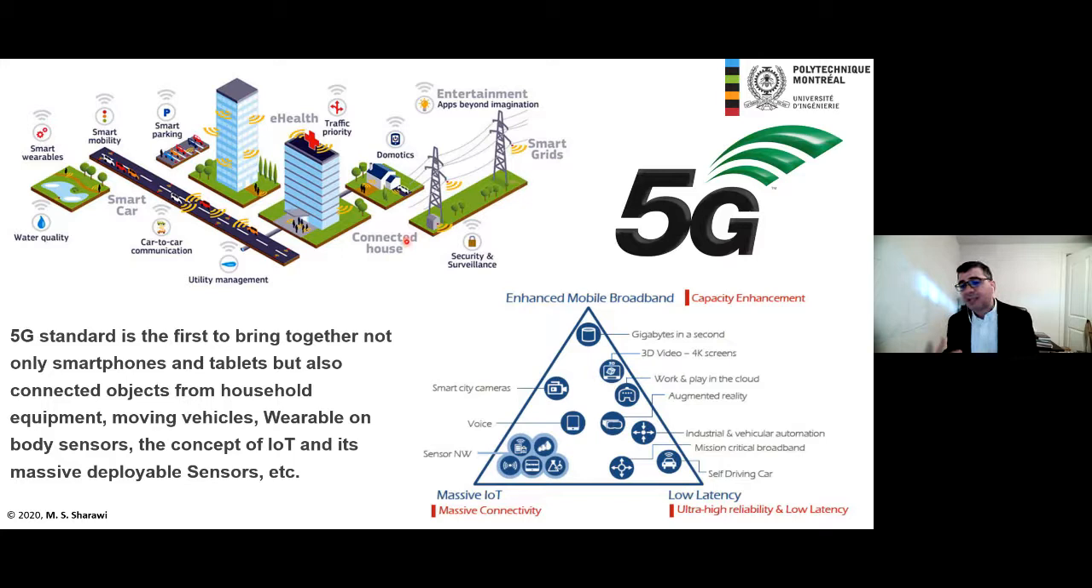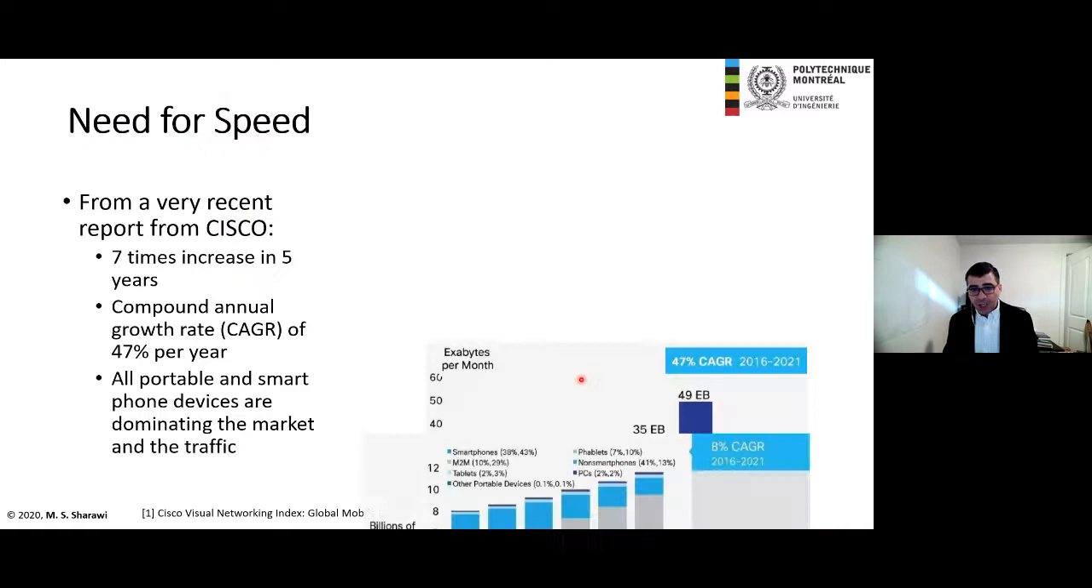Your health monitoring system, they don't have to be extremely fast, or they don't need maybe that fast response that we would need when we are in a car, for example. So these are the three pillars for the 5G standard. And then in between, we have different kinds of applications that have a combination between high speed, low latency, and massive connectivity.